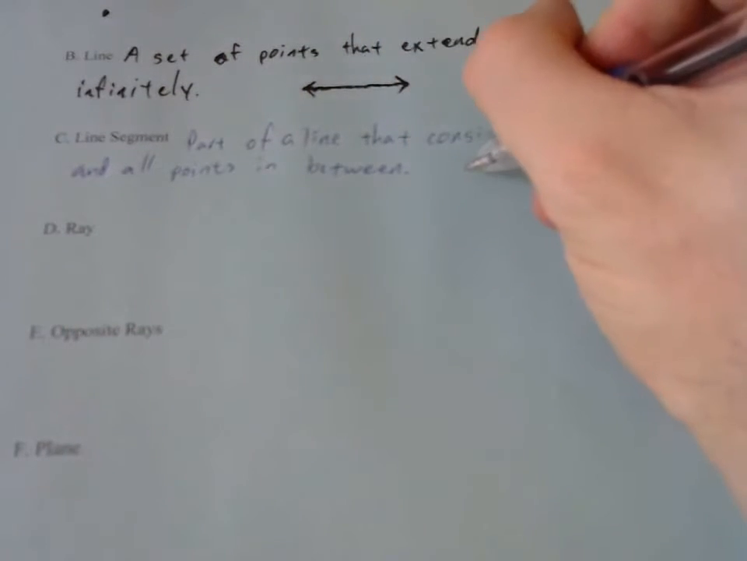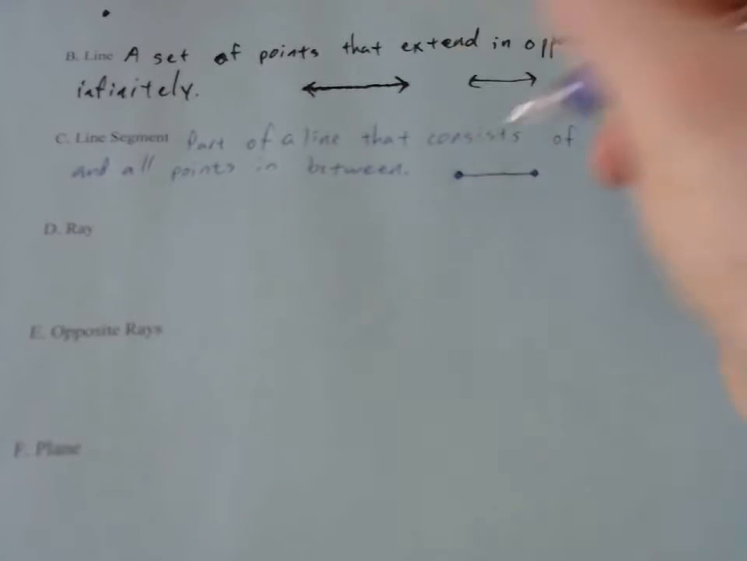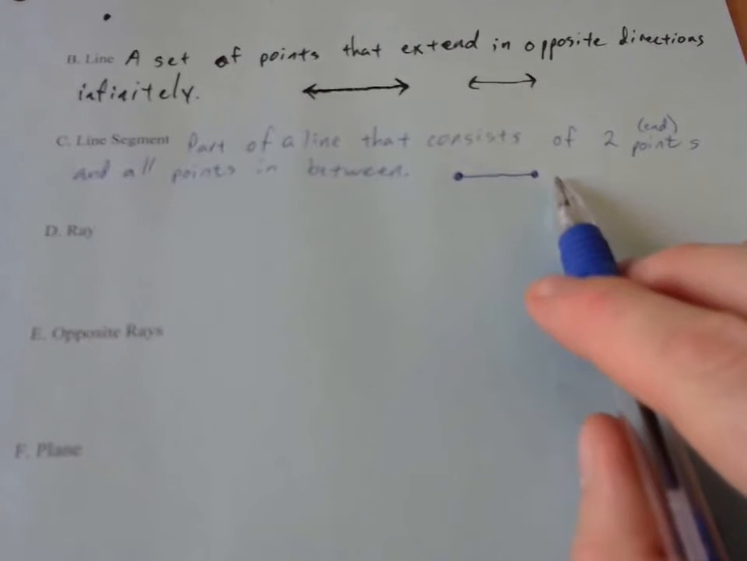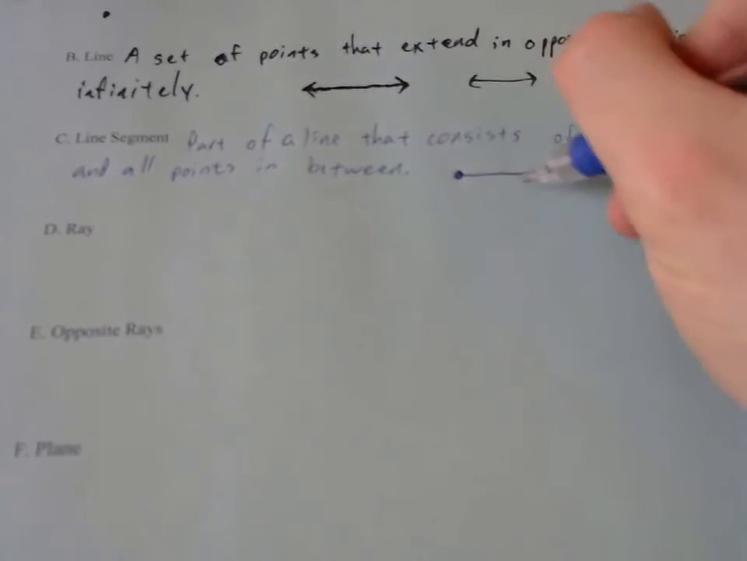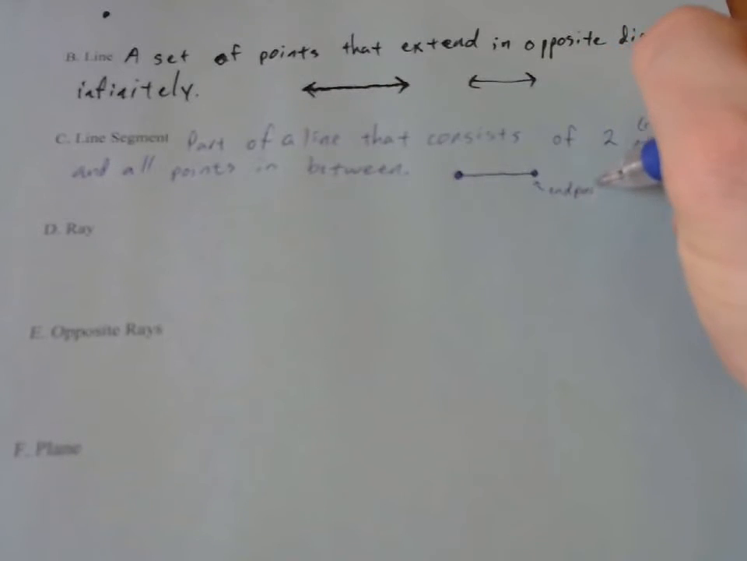So that would be something like this guy right here. I don't put the arrows on, which means it does not extend forever. It just kind of stops at those endpoints. And these guys right here are the endpoints.